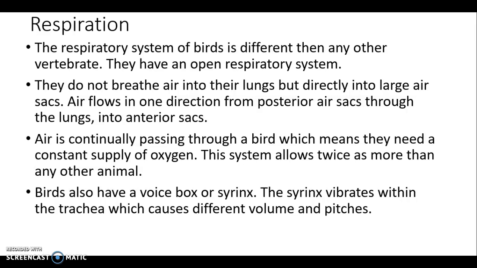Air is continually passing through a bird, which means they need a constant supply of air. The system allows twice as much as any other animal, which makes sense because of how high they fly and how fast they're flying. You would need lots of air to pass through that. Birds also have a voice box or syrinx. The syrinx vibrates within the trachea, which causes different volume and pitches, which is why some birds have beautiful sounds.